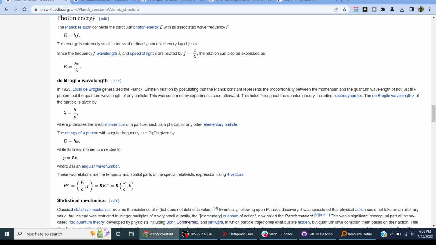This was confirmed by experiments soon after. This holds throughout the quantum theory, including electrodynamics. The de Broglie wavelength lambda of the particle is given by lambda equals h over p, where p denotes the linear momentum of a particle such as a photon or any other elementary particle.